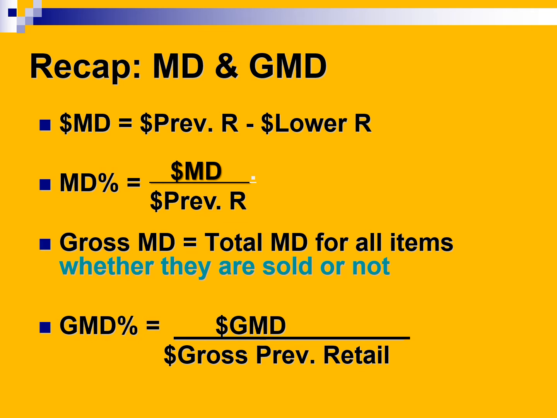In last module we talked about how to calculate the dollar markdown and markdown percent for an individual item. Markdown dollar is the difference between the previous retail and the lower retail price, and markdown percent equals the markdown dollar over the previous retail, because markdown percent is percent of previous retail. And we also talked about how to calculate the gross markdown, both in dollars and percentages.